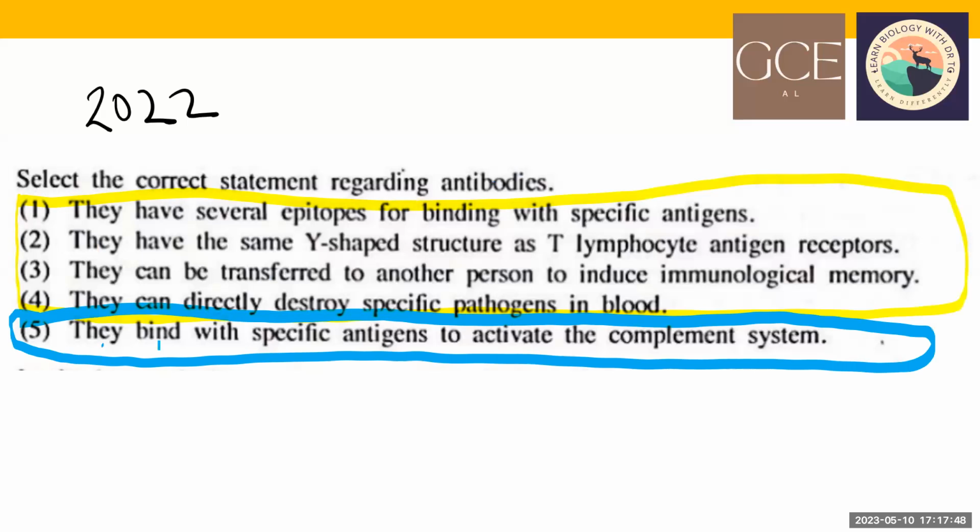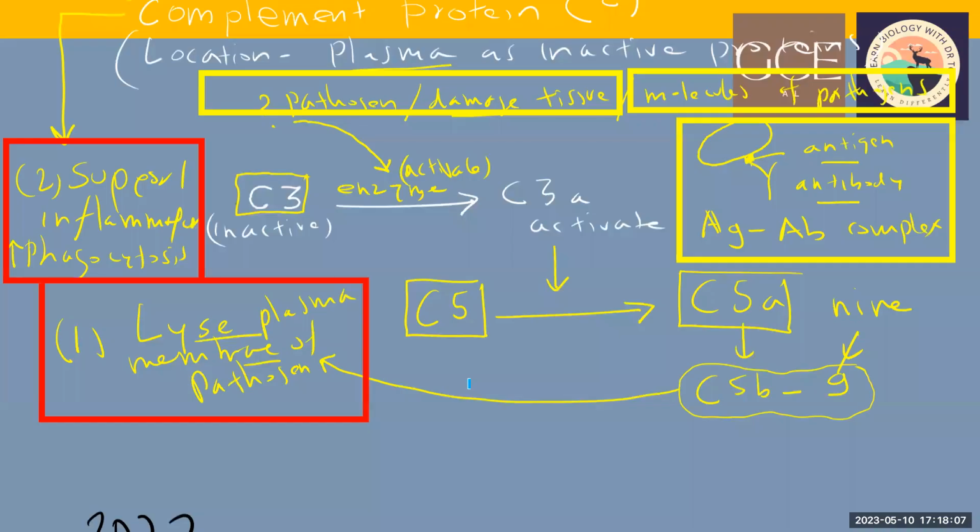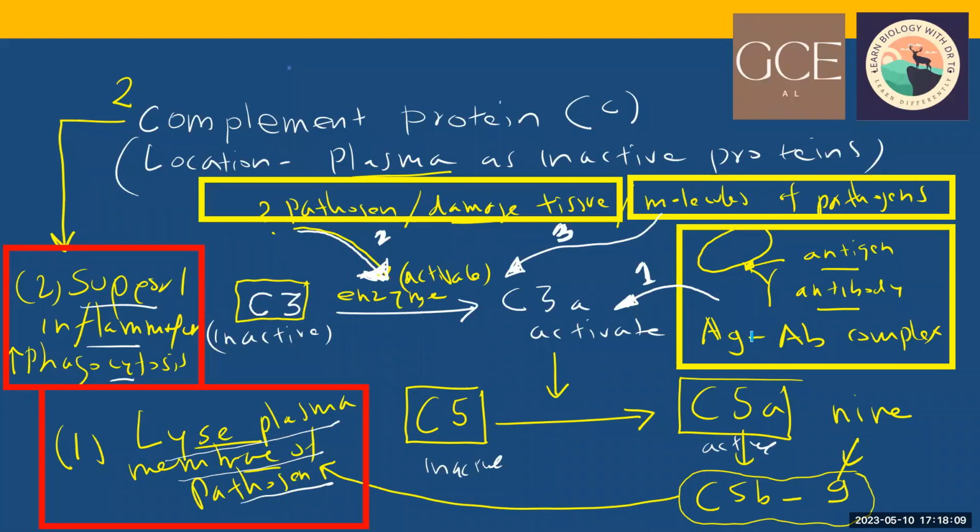Antibodies, they mean antibodies bind with specific antigen. Okay, if this is antigen, antibody is a Y-shaped molecule that binds with antigen to activate the complement system. That's what you learn here. Here, the antigen-antibody complex activates the complement system.